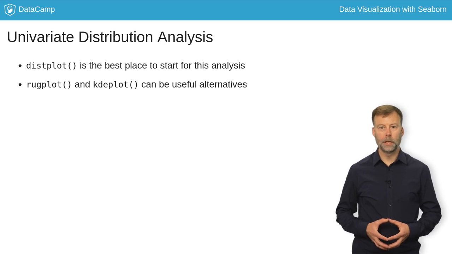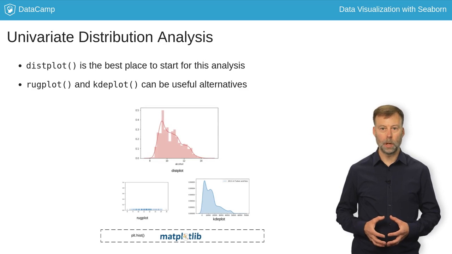One of the first steps in analyzing numerical data is looking at its distribution. Seaborn's dist plot combines many of the features of the rug plot, KDE plot, and matplotlib histogram into a single function. The dist plot function is the best place to start when trying to do distribution analysis with Seaborn.